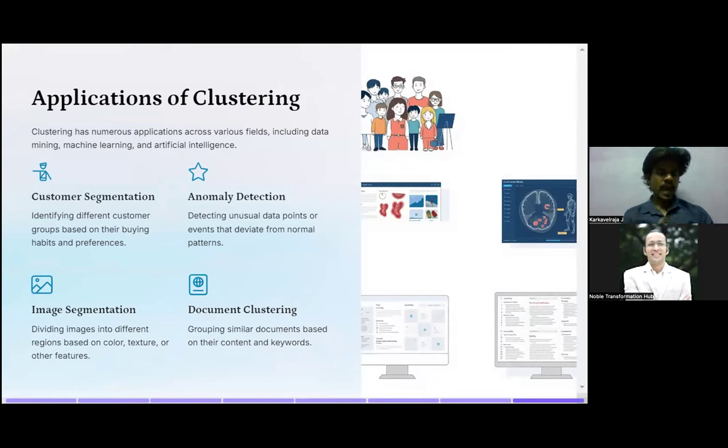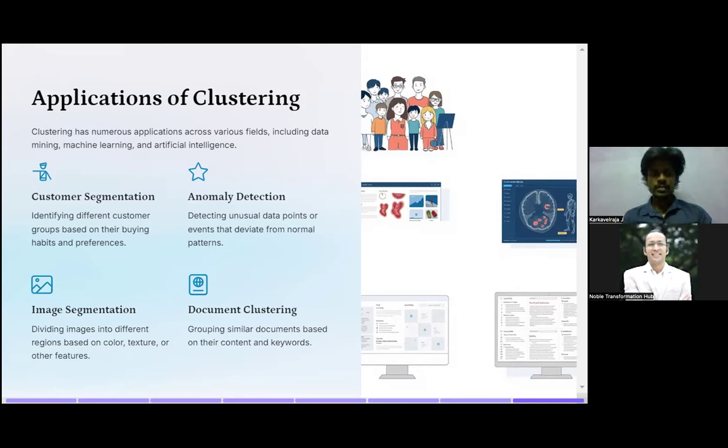So first is customer segmentation. Identify different customer groups based on their buying habits and preferences. We can consider that we are all learning data science, right? What is our preference? We would be buying a book related to data science. When someone is learning something like electrical engineering, they're not going to come and buy this data science book. So we can cluster people based on their interests or preferences. That is customer segmentation.